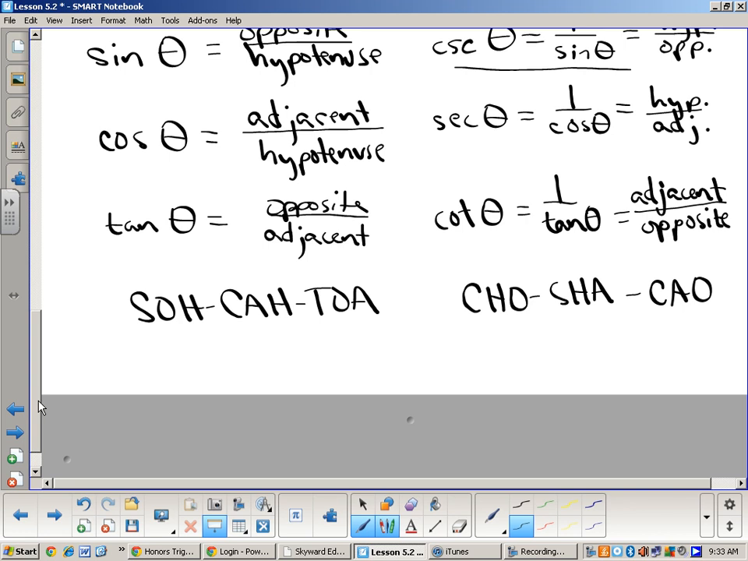Cosecant, hypotenuse over opposite. Secant, hypotenuse over adjacent, and cotangent is adjacent over opposite. I think you kind of have to remember them to know the acronym. That kind of defeats the purpose of an acronym. Okay? Any questions on this?